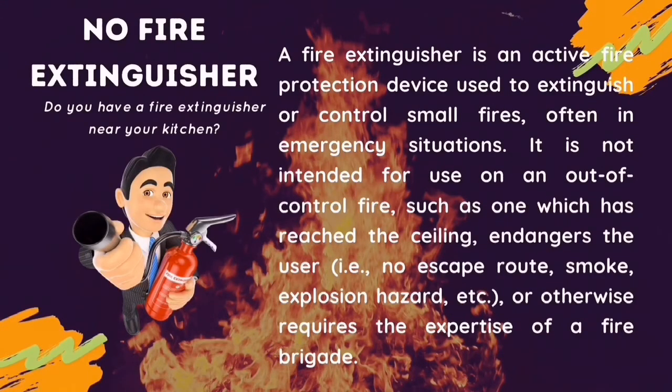No fire extinguisher. Do you have a fire extinguisher near your kitchen? A fire extinguisher is an active fire protection device used to extinguish or control small fires, often in emergency situations. It is not intended for use on an out-of-control fire, such as one which has reached the ceiling, endangers the user, has no escape route, smoke, explosion hazard, etc., or otherwise requires the expertise of a fire brigade.